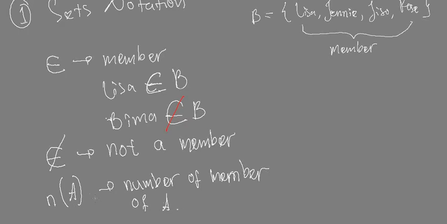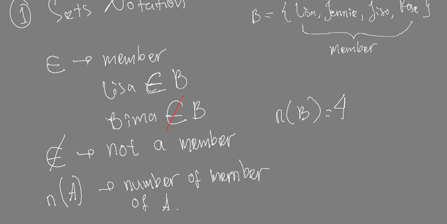Okay, so n(A) is the number of members of A. For example, we know that B is the set of Blackpink, right? And then n(B) means how many members you can count from Blackpink. 1, 2, 3, 4. It means n(B) is 4. Okay, that is for the set notation.